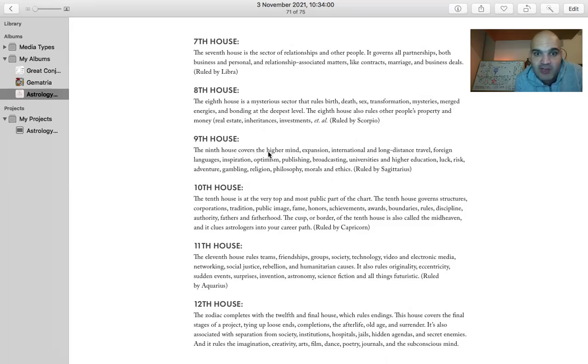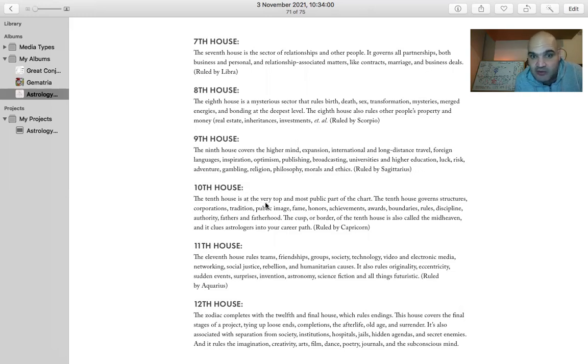The ninth house covers the higher mind, expansion, international long distance travel, foreign languages, inspiration, optimism, publishing, broadcasting, universities, higher education, luck, risk, adventure, gambling, religion, philosophy, morals, and ethics, and is ruled by Sagittarius.